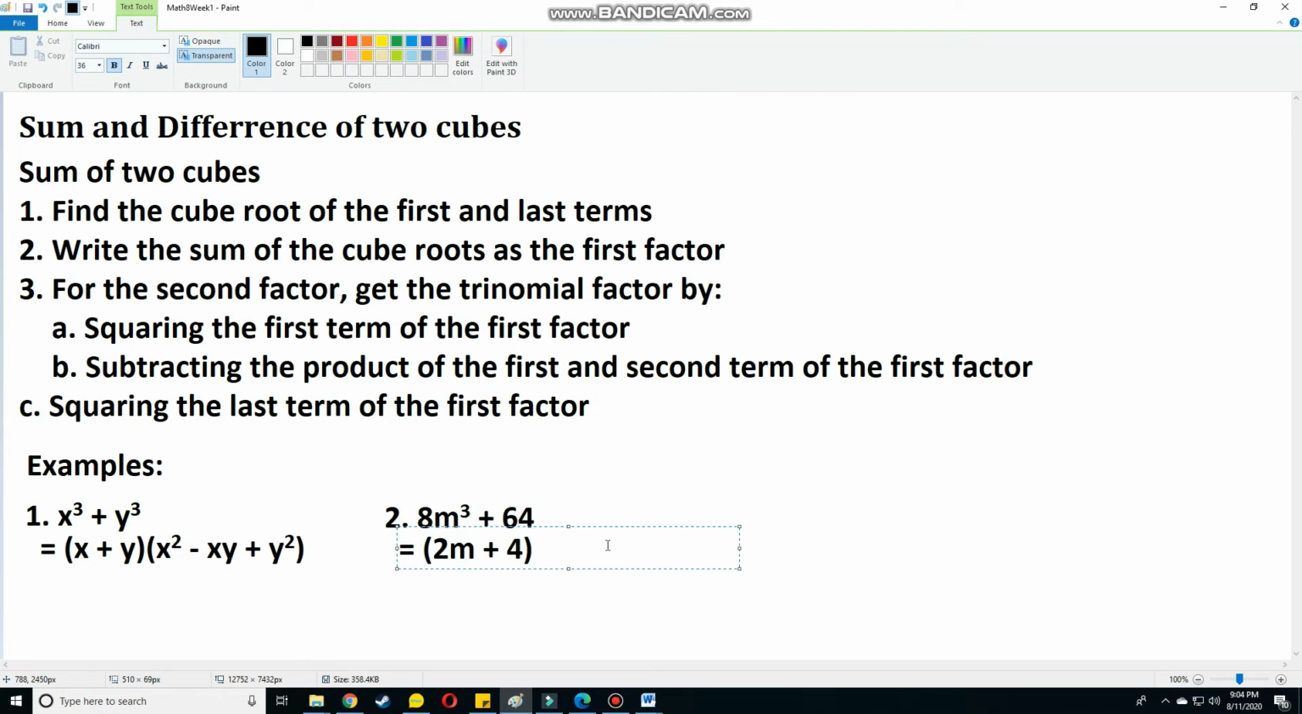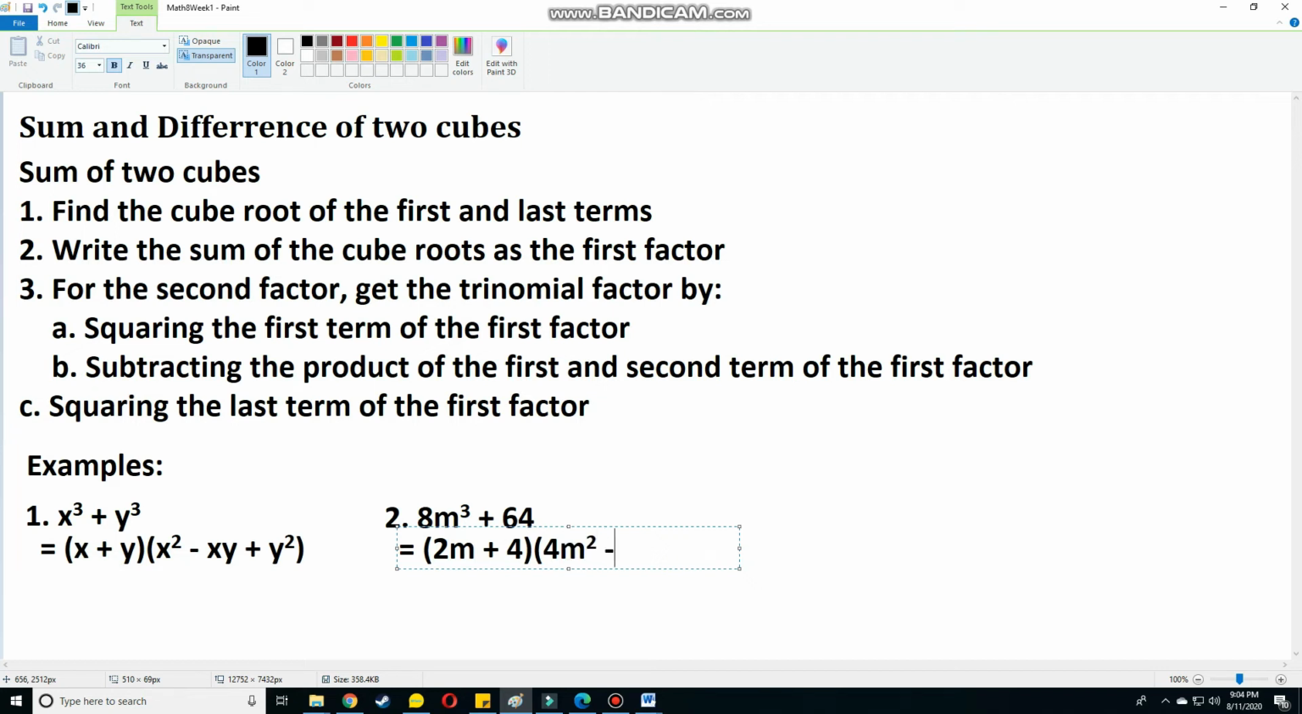Squaring the first term of the first factor. So we would square the first term of the first factor. Our first term is 2m. So we would square or raise it to the second power. So 2 squared, that would be 4. m raised to the second power is m squared.